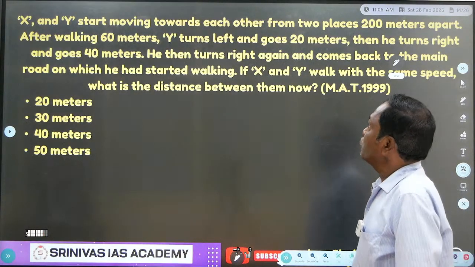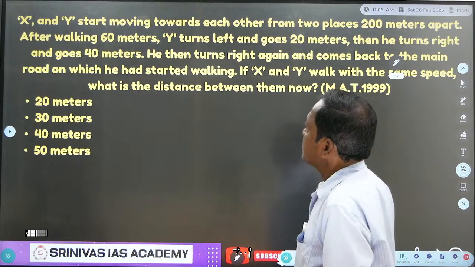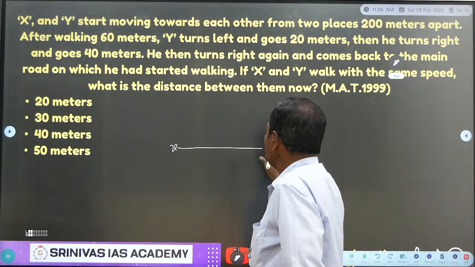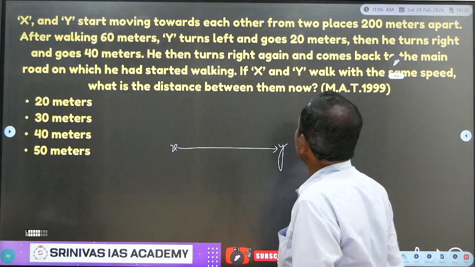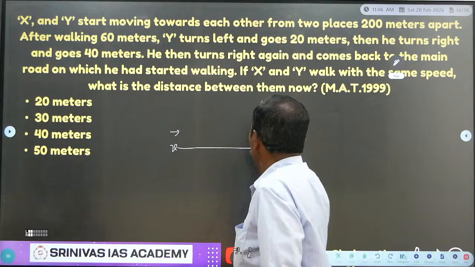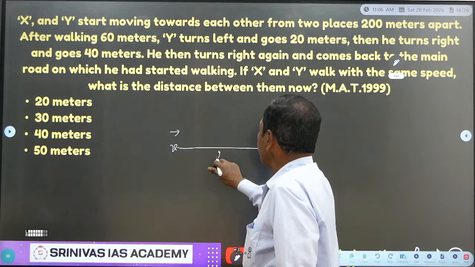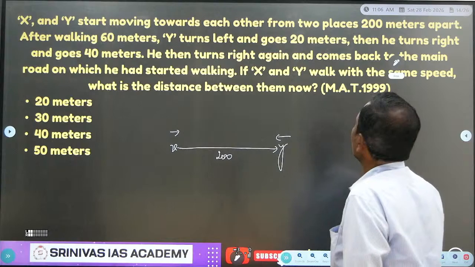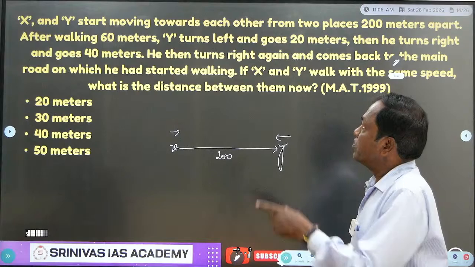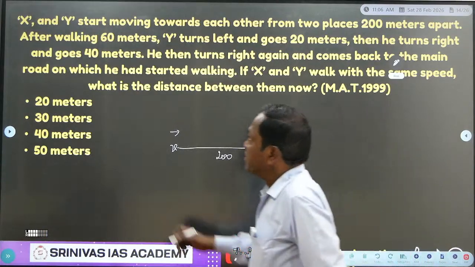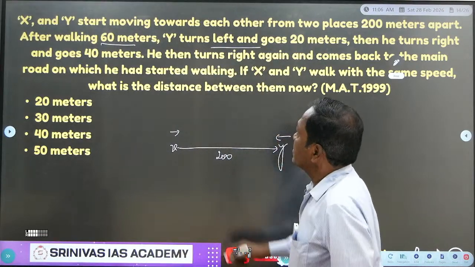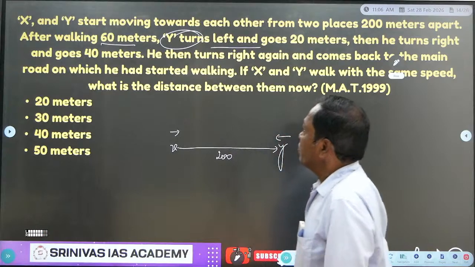X and Y start moving towards each other from 2 places 200 meters apart. X walks like this, Y walks like this. This is 200 meters apart. After walking 60 meters, Y turns left. This information is related to Y.